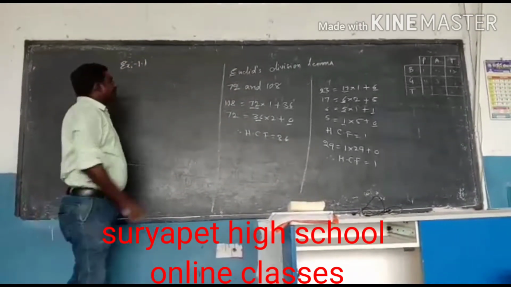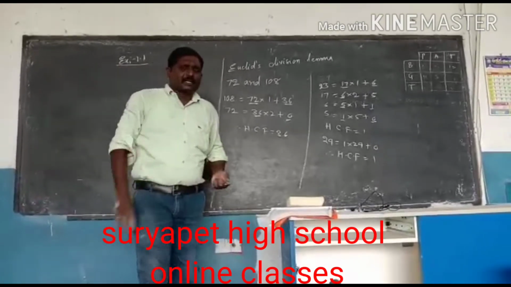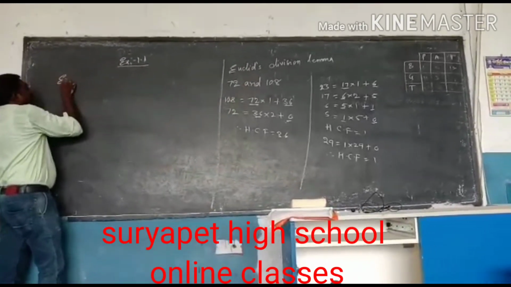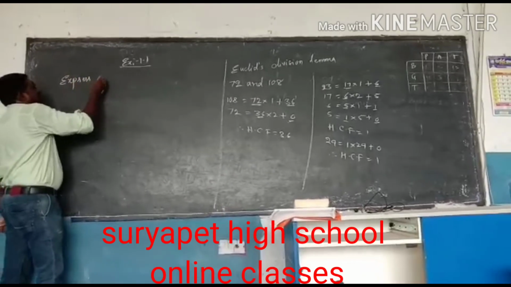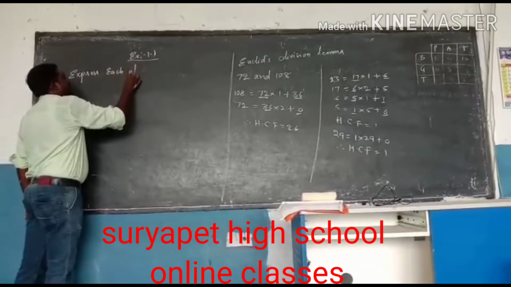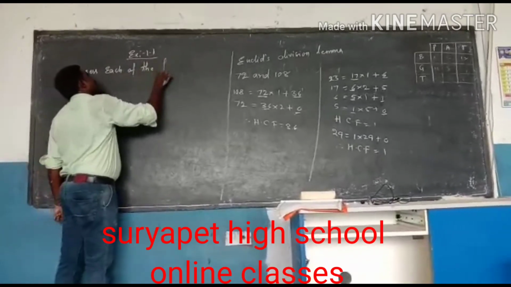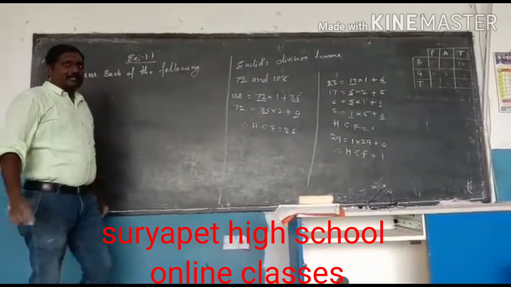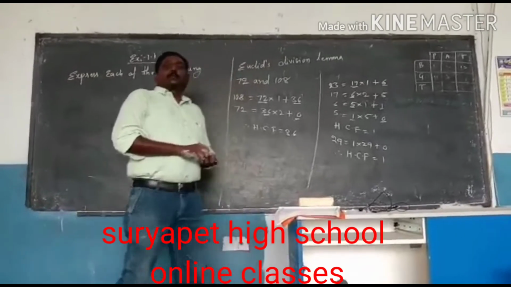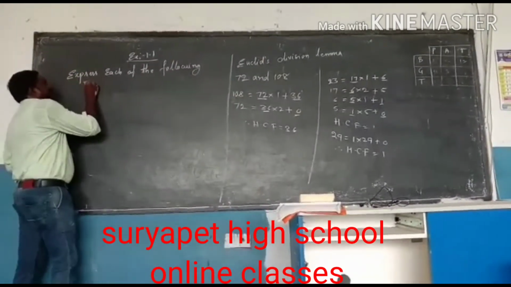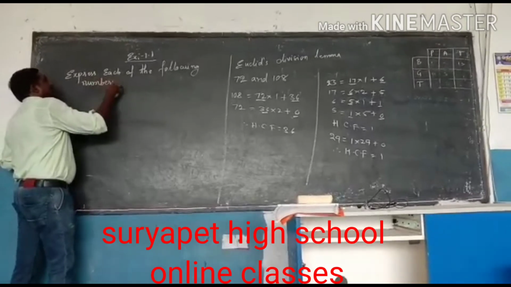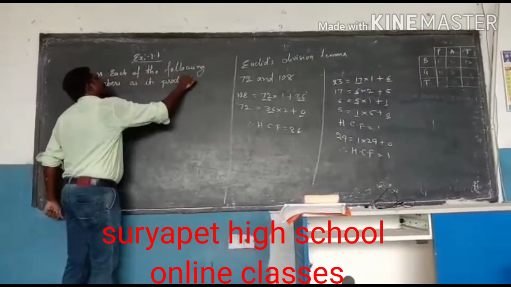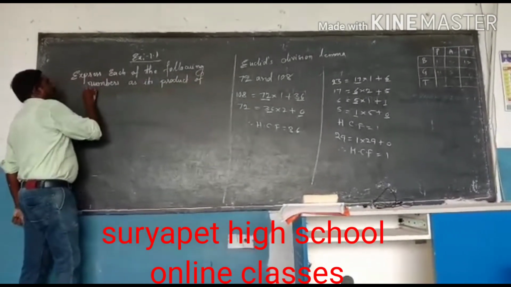Exercise 1.1. First bit. Express each of the following numbers as a product of its prime factors.